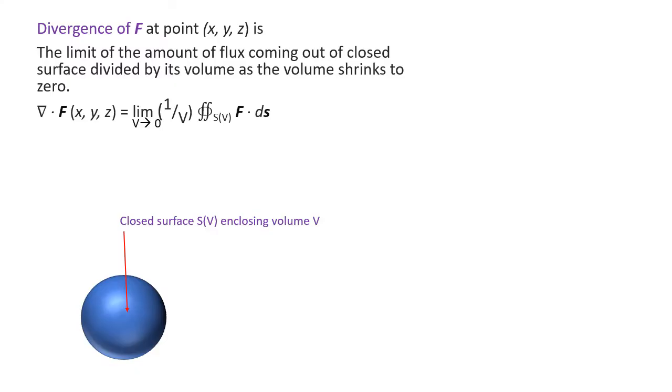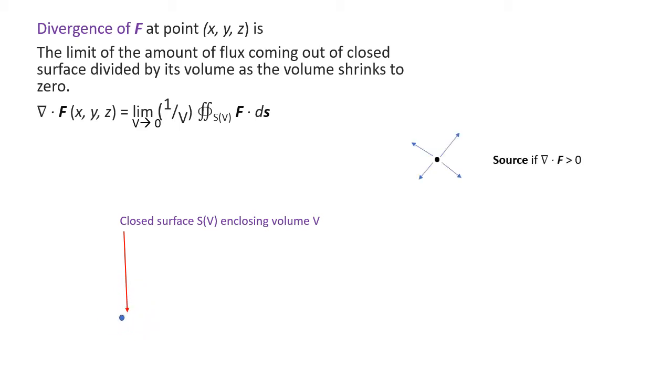The divergence of a vector field is the limit of the amount of flux coming out of a closed surface divided by the volume enclosed by this surface as the volume shrinks to zero. If the divergence is positive, then flux comes out of this point and it's a source of the vector field. If the divergence is negative, then we say it's a sink. The vector field goes into the point. And if it's zero, then it's neither a source nor a sink. As much vector field flows in as comes out.